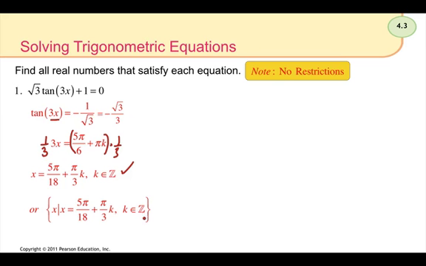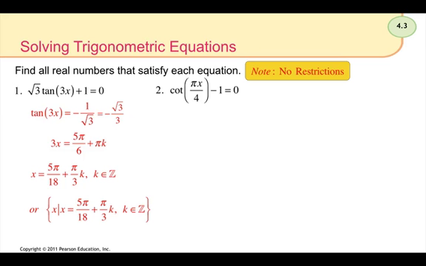So we're done with number 1. And notice that we have an infinite amount of solutions to this problem. And the reason for that is related to what you saw in 4.2. If you were to consider graphing this function tangent of 3x and this other function y equals negative radical 3 over 3, you know that they're going to intersect an infinite amount of times. And this will be your solution.